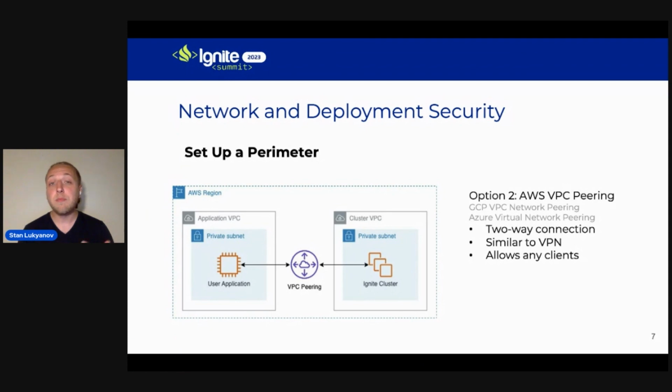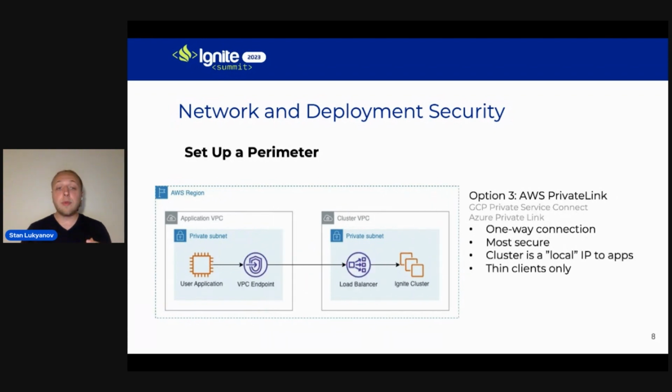This might be a bit more than you would want it to be, because maybe you need to connect from application to the Ignite cluster one way. You might not want Ignite cluster to be able to penetrate into your applications VPC, but this is still pretty secure, pretty much similar to a VPN connection, but a cloud spin to this. And Ignite is known to work in a VPC peering environment very well.